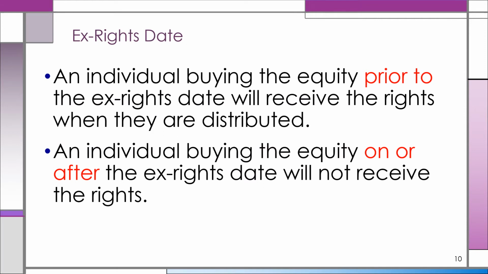Read the statements in this slide. Let me ask you a question. If you wish to be entitled to rights issue, when should you buy the common stock?